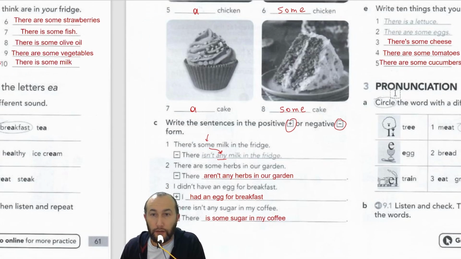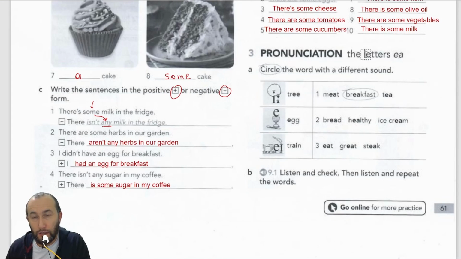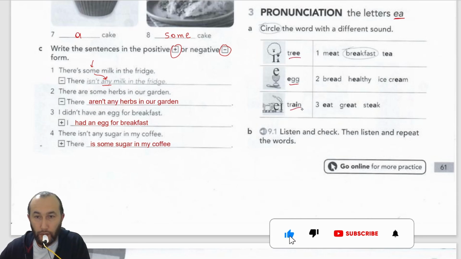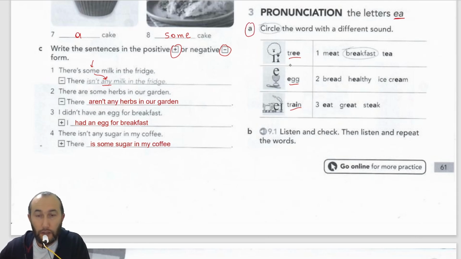That's it. So we're moving to exercise 3, pronunciation. It's about the letters EA, this EA combination. We can say it in 3 sounds here: E like tree, or E like egg, and A like train. So we're asked to circle the word with a different sound. This is the first category, second category, the third category. The first category sound is E, like tree. So here, meat, the same as tree.